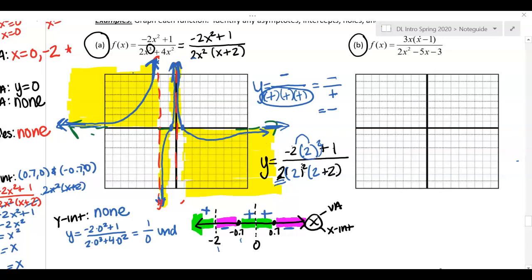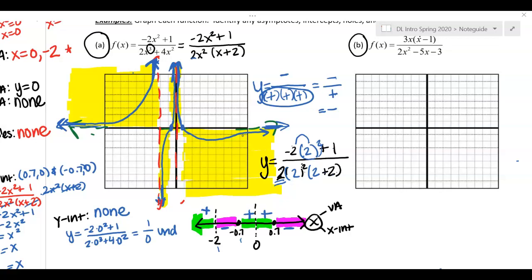Now, yours might go down a lot further and come back up. That's fine. What I would be looking for correctness on your graph is if your curves are in the same area as mine, and that you cross the x-axis at the right spots, and you have the right asymptotes.